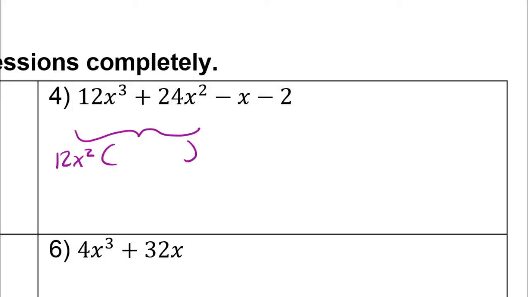Now imagine dividing by that GCF. Imagine dividing by 12x squared here and here. The 12s would cancel. X to the third power divided by x squared is just x. 24 divided by 12 is 2, and the x squareds would cancel. So we would have this.